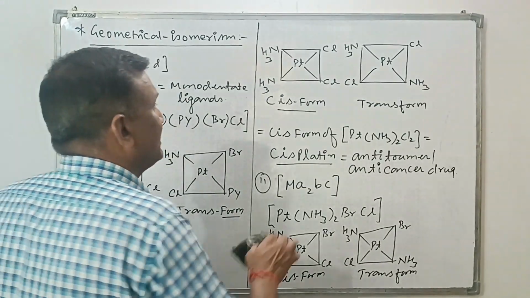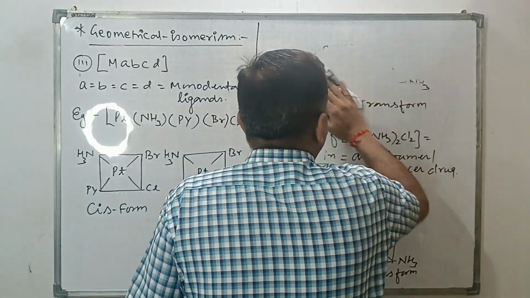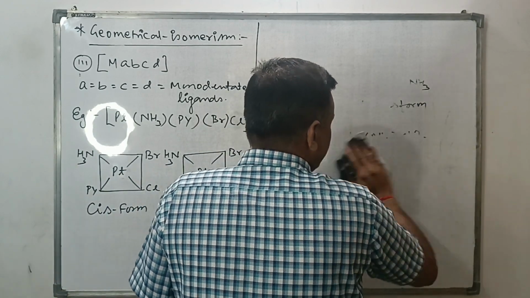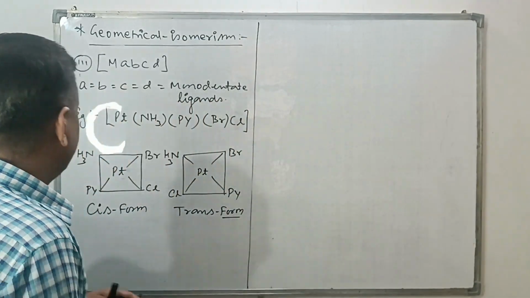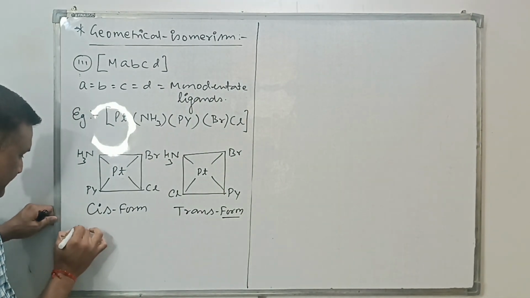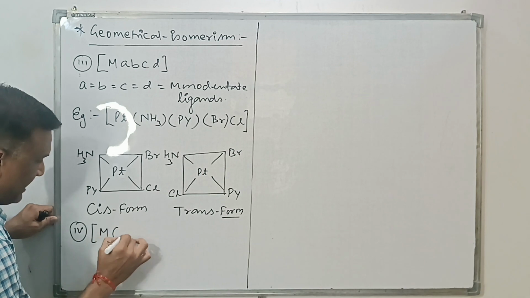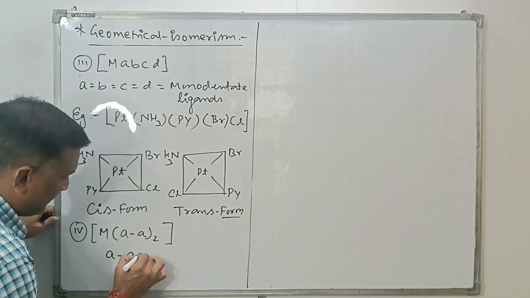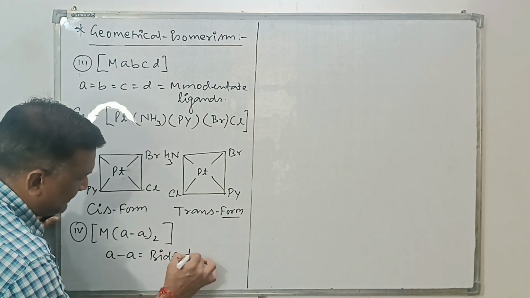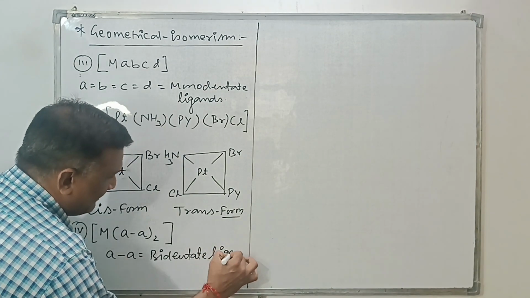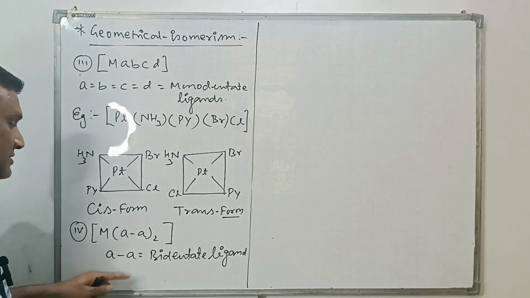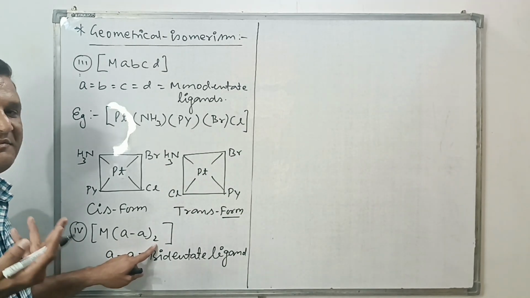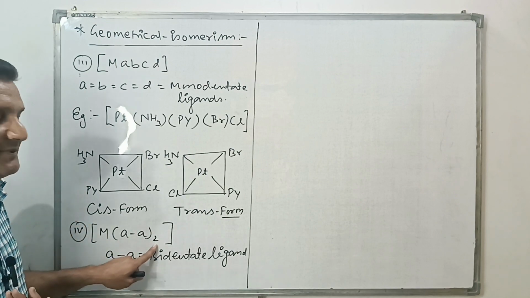Now we'll go with another important formula, important because it involves a bidentate ligand. So how can it be? Listen to me carefully. This is the fourth formula, M(A-A)2, where A-A is your bidentate ligand. If anybody is confused about how its coordination number is 4, for a bidentate ligand we multiply the total number by 2, so its coordination number will be 4. That's why it has square planar geometry.